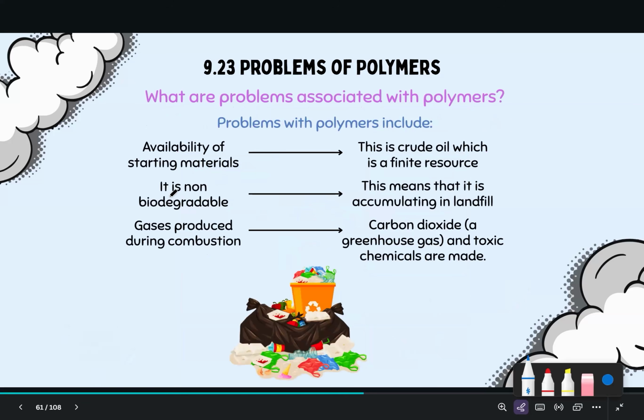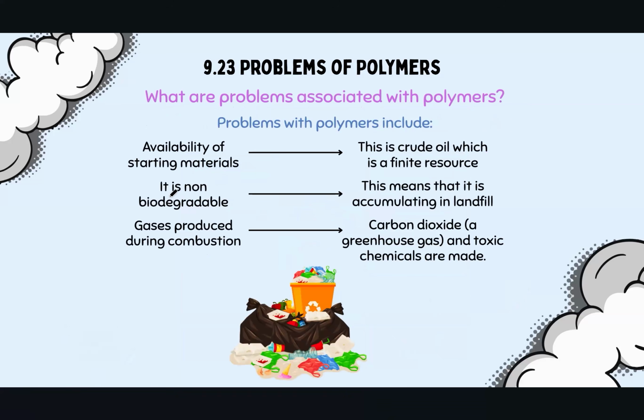Okay, problems of polymers. So what are the problems associated with polymers? Problems with polymers include the availability of starting materials. So this is crude oil and it's a finite resource. Next problem is non-biodegradable. This means that it can accumulate in landfill. So things like plastic carrier bags, etc. Plastic is a polymer of ethene, and these plastics are just persisting in the environment. They take over 1,000 years to decompose.